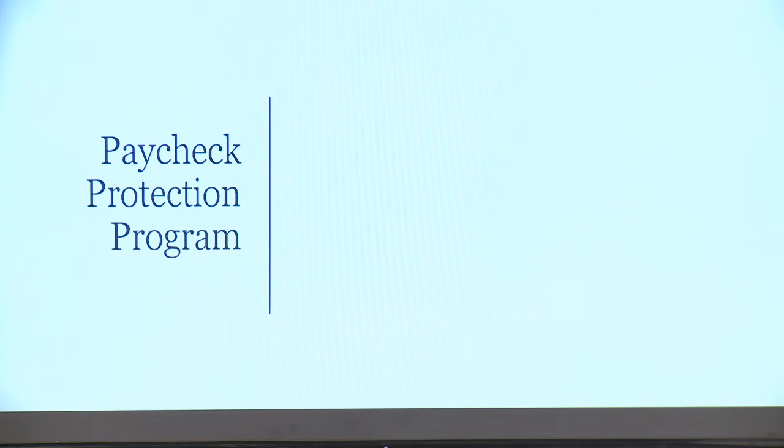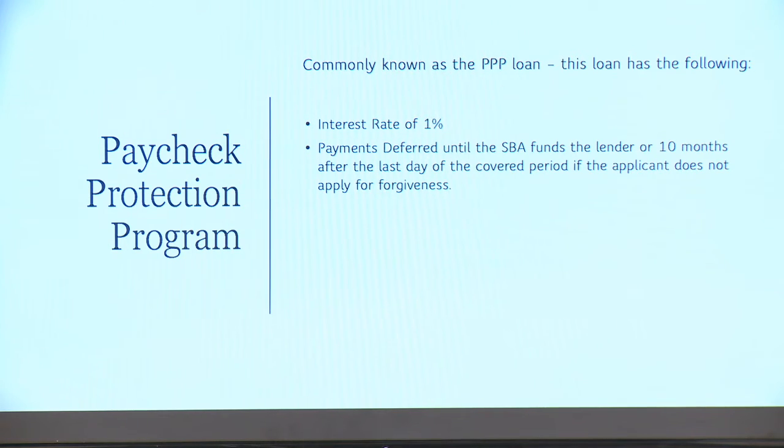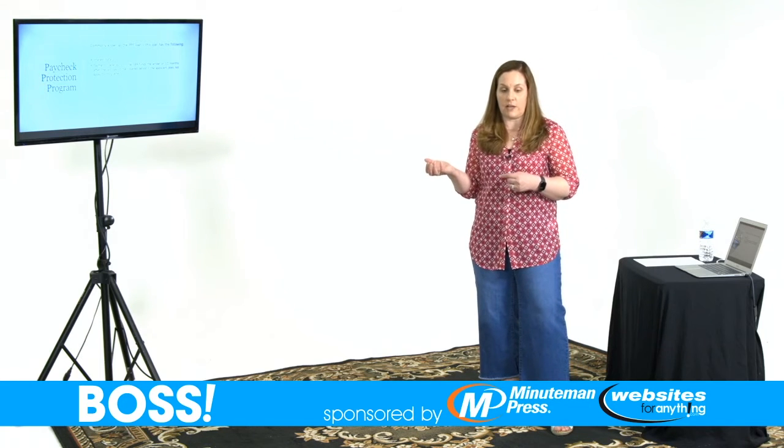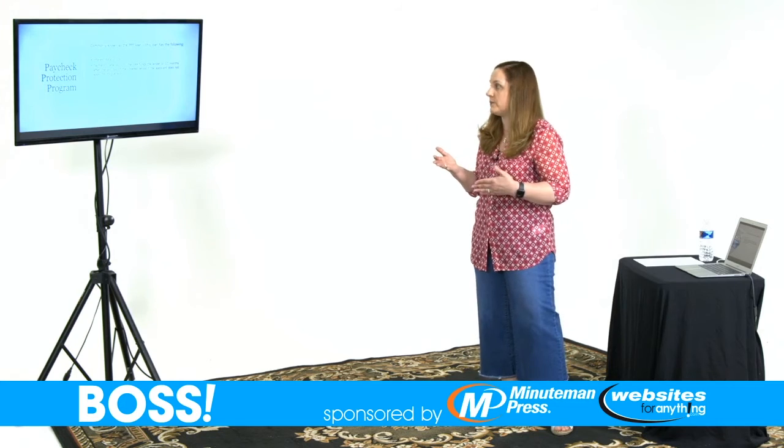All right, we're going to flip to the Paycheck Protection Program. This is commonly known as the PPP loan. This loan has an interest rate of 1%. The payments are deferred until the SBA pays the bank or the lender. So the EIDL loan comes directly from the Small Business Administration. The PPP loans are coming directly from financial institutions, so you would have applied directly to a bank.